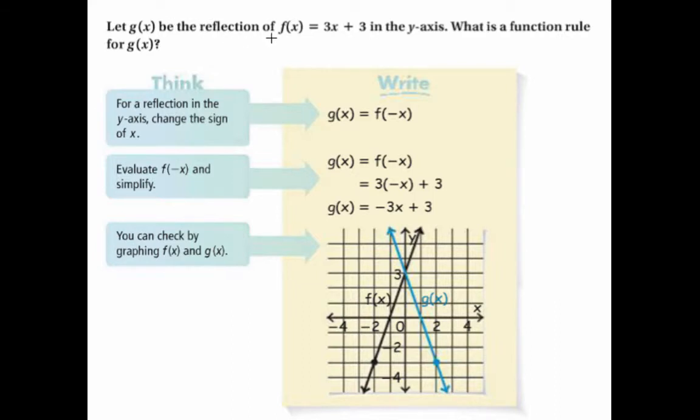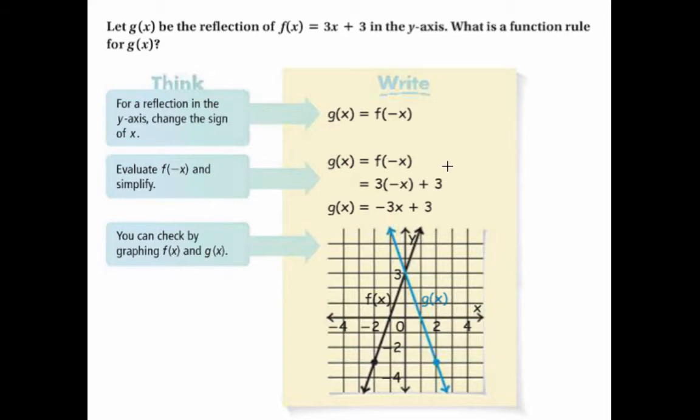All right, over here we have an example. Let g(x) be the reflection of f(x) = 3x + 3 in the y-axis. What is a function rule for g(x)? Well, we know that g(x) is going to equal f(-x). So f(x) is 3x + 3. What we'll do is we'll evaluate the function f for -x. So we'll put -x in for x, and we will evaluate this. So 3 times -x is -3x plus 3.